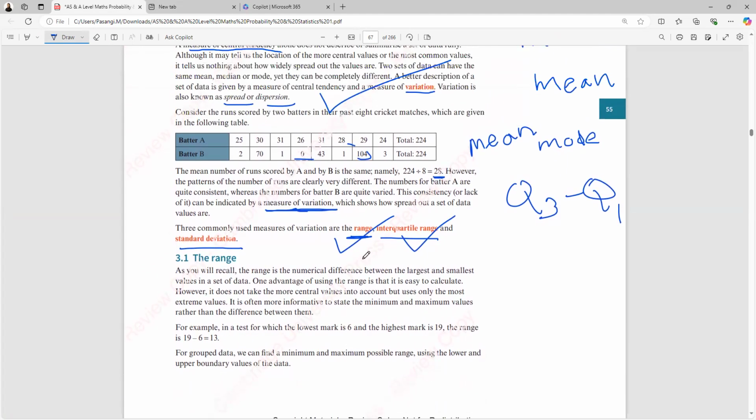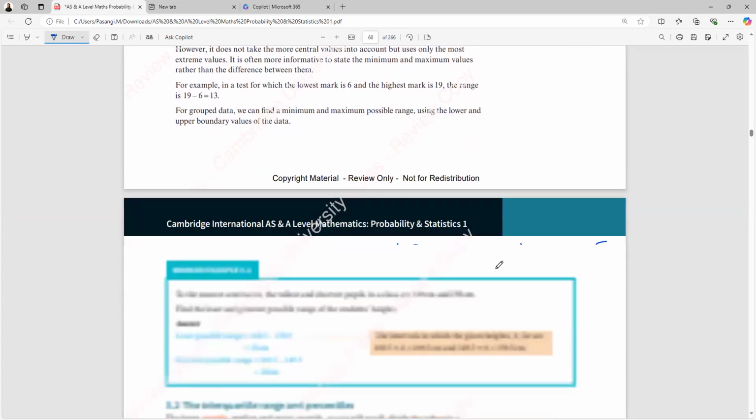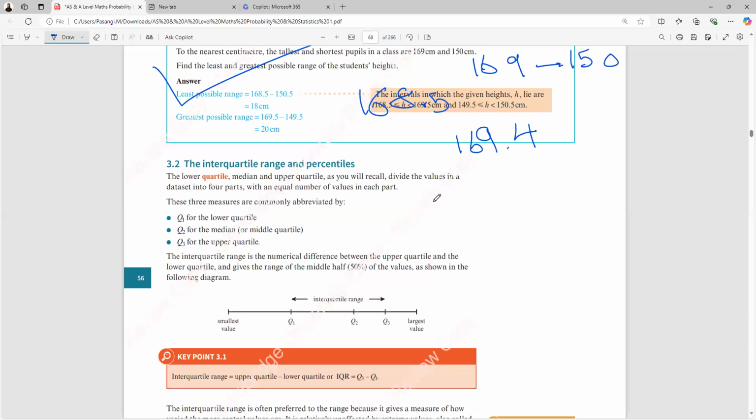So here we have the range. We did that part, right? Then the interquartile range. For the interquartile range also, we already know. So what will happen here? The lower quartile is there. When it comes to quartiles, we have Q1, Q2, and Q3.